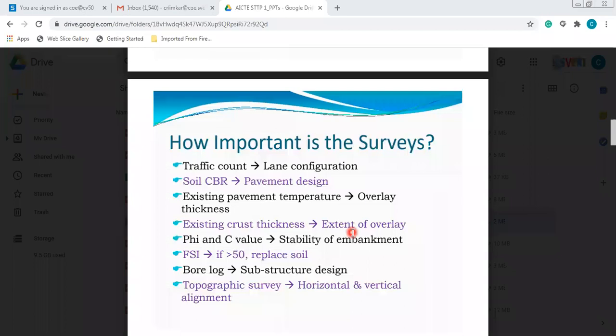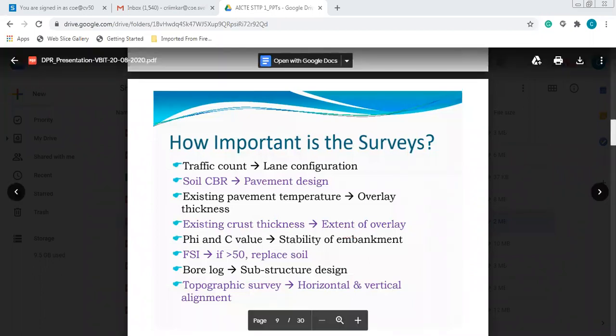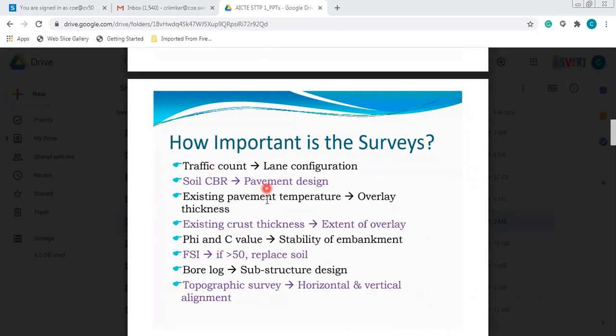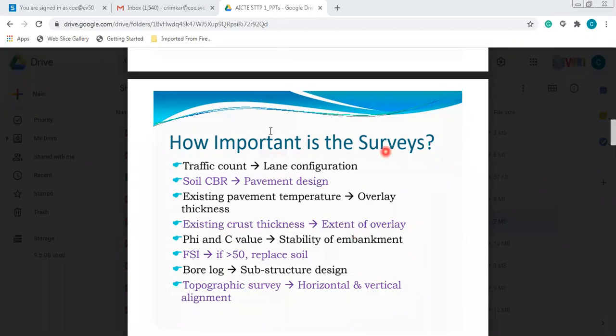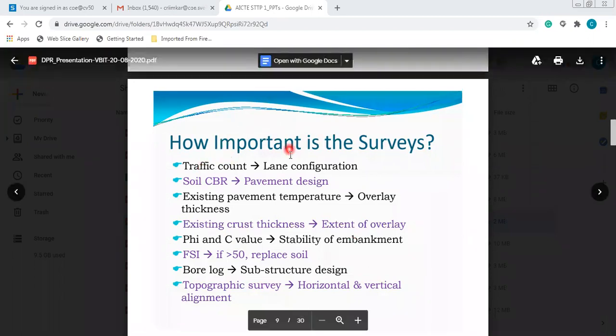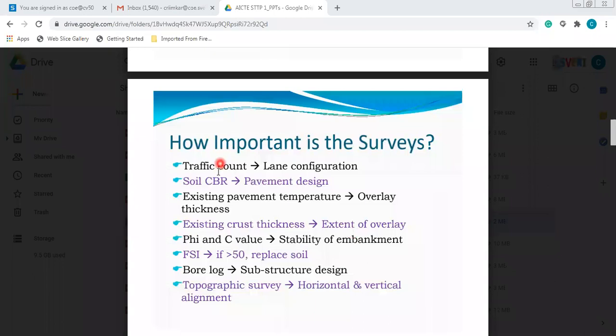Then topographical survey, for horizontal and vertical alignment, the topographical survey will help you. Just a small relation expressed over here. Why are we going to carry out these surveys? Because the traffic volume count will help in lane configuration, and the survey for your soils, that is CBR values, will help in your pavement design.